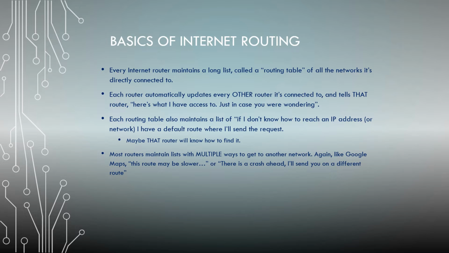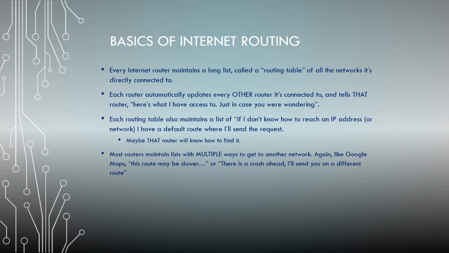Okay. So the basics. Every internet router maintains a long list called a routing table of all the networks that it's directly connected to. And each router automatically updates every other router that it's connected to and tells that router, here's what I have access to, just in case you're wondering. Each routing table also maintains a list of, if I don't know how to reach a network or an IP address, I have a default route that I will send that to.